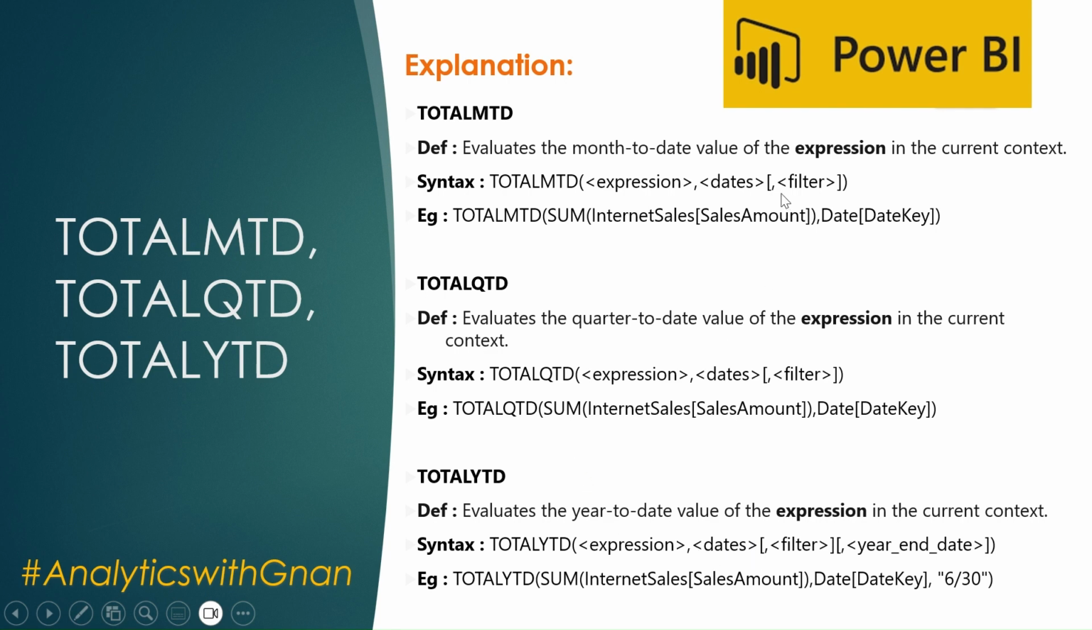One thing you must have observed is that filter is there in the syntax. As this is in square brackets, it is optional. Even if you don't pass this argument in the syntax, it will still be validated. In the TOTALYTD function, you may also see a year end date. We'll discuss this particular year end date in the second part of this video.